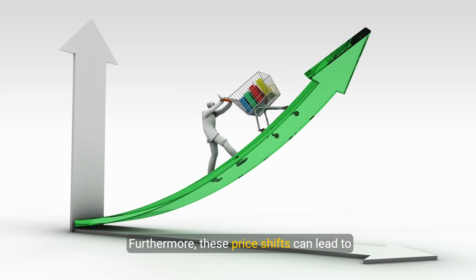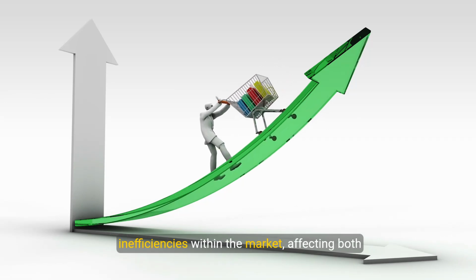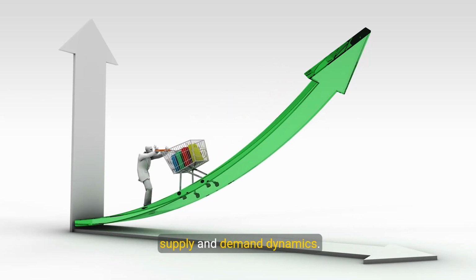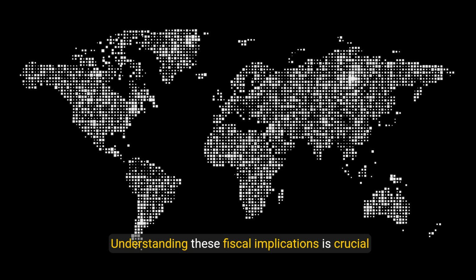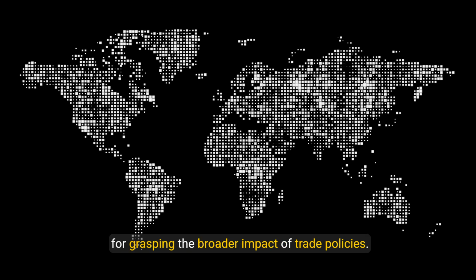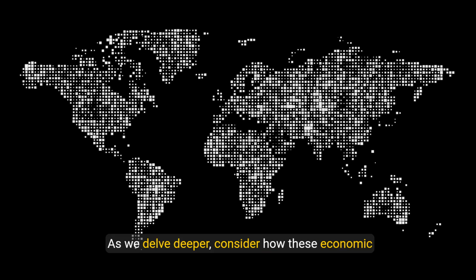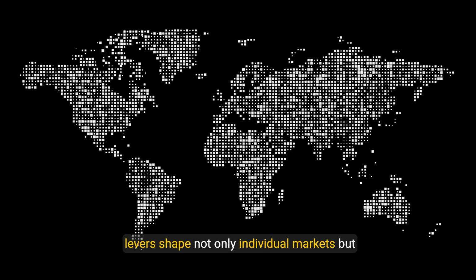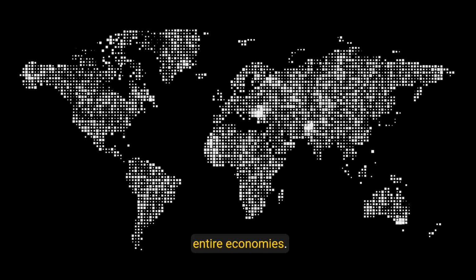Furthermore, these price shifts can lead to inefficiencies within the market, affecting both supply and demand dynamics. Understanding these fiscal implications is crucial for grasping the broader impact of trade policies. As we delve deeper, consider how these economic levers shape not only individual markets, but entire economies.